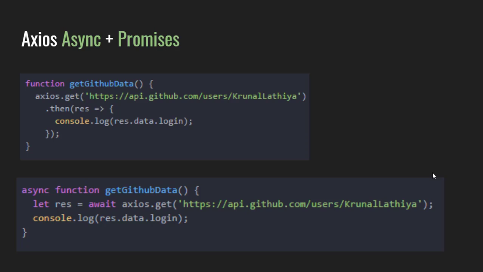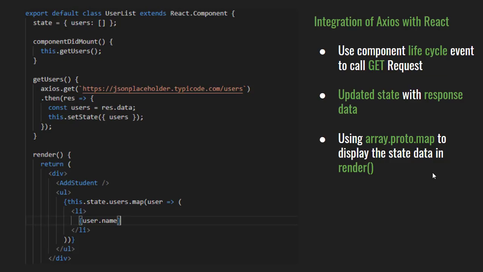If you remember blocking versus non-blocking, asynchronous versus synchronous, all that stuff we talked about in Node.js, again, it applies here. I just wanted to show this because it shows our integration of Axios with React. We did something like this previously in one of our labs.